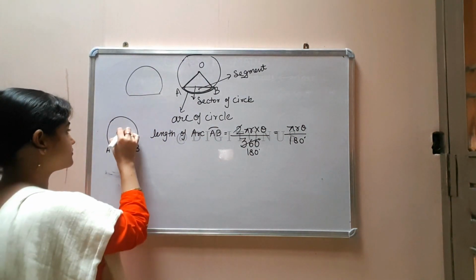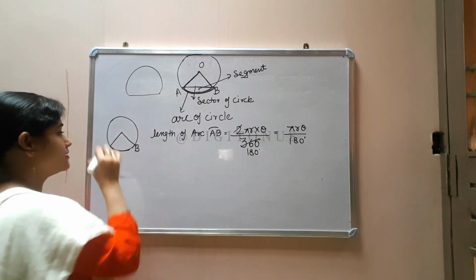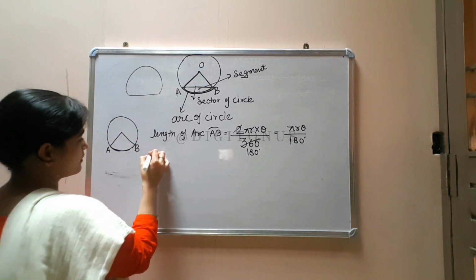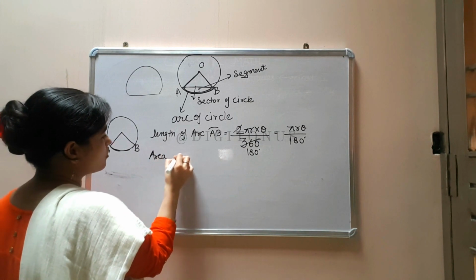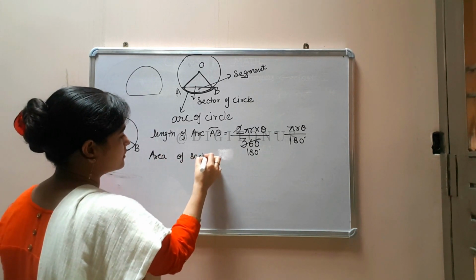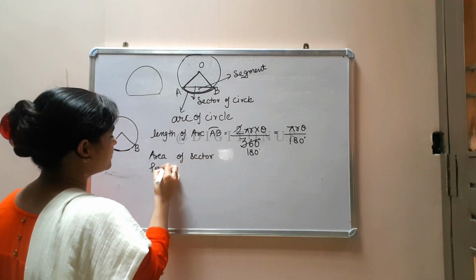Okay, now come to the sector. Area of sector and perimeter of sector.